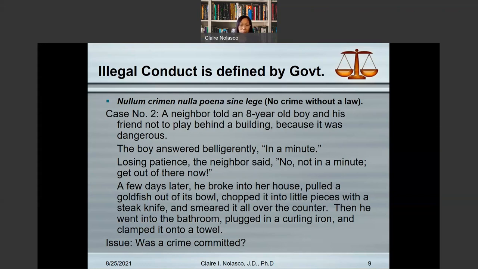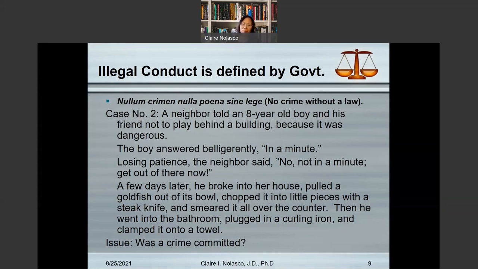There are possible options. Did the boy commit burglary? Again, the definition of burglary is breaking and entering into a building or dwelling house with the intent to commit theft, felony, or assault inside. So here, would chopping the goldfish into little pieces constitute theft because you deprive the owner of his or her property?